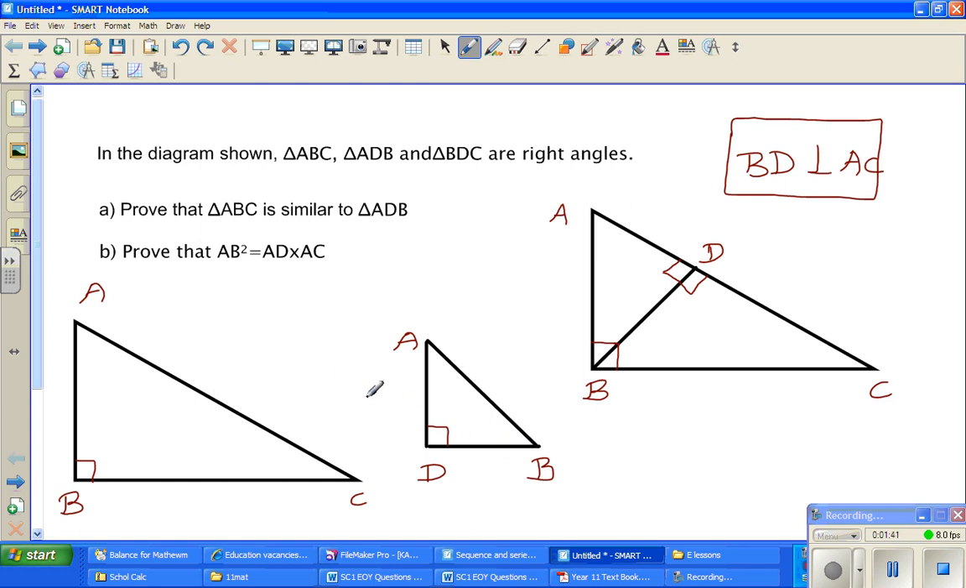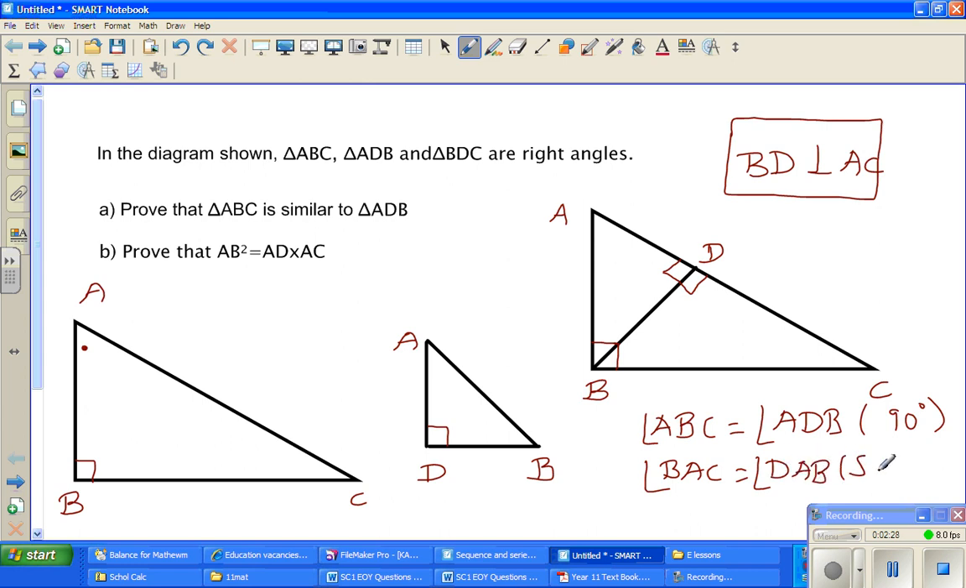So now, angle ABC is equal to angle ADB. Why? Because both are 90 degrees, or both right angles. This angle, I'm putting a dot there. Angle BAC is equal to, you say BAC, or you say DAB. DAB is equal to DAB. Why? Because they are the same angle.